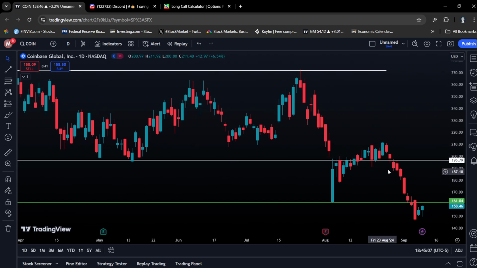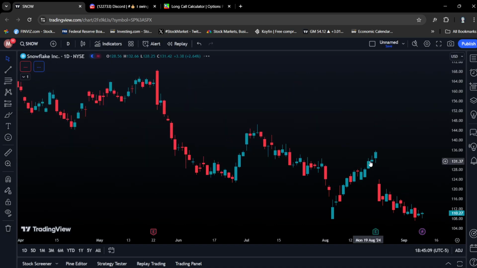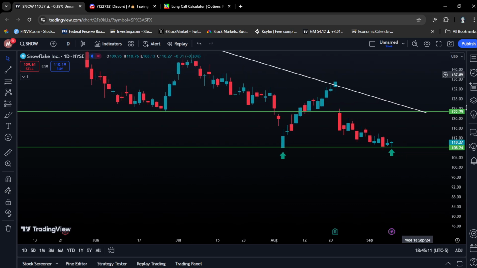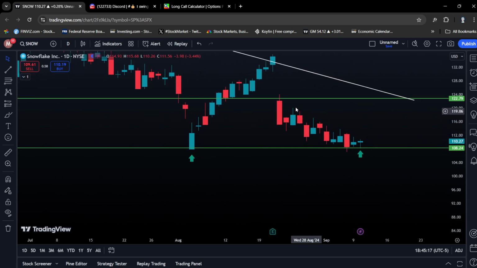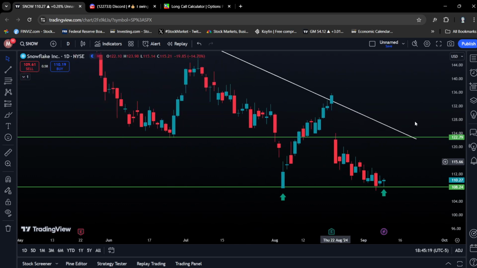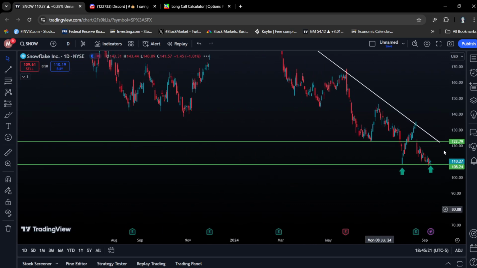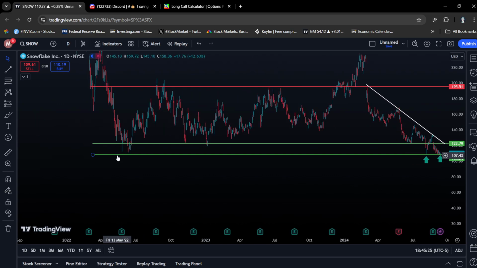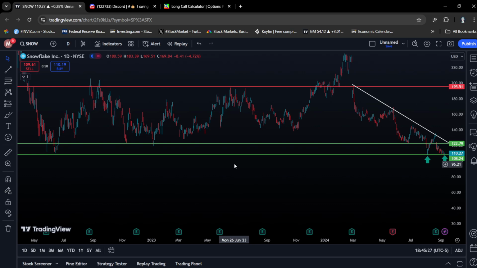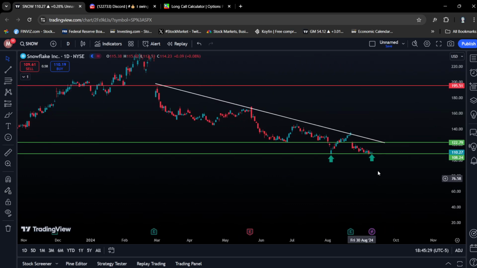So for example, with Coin right here, if we take a look at Snow, we can see that we are respecting this level. In the past 3 days, we have bounced off of this level of support, and the price action here is just looking amazing. Not only is it a double bottom, but we have a very nice solid level, which is a previous level of support. It is the lowest it has ever been.